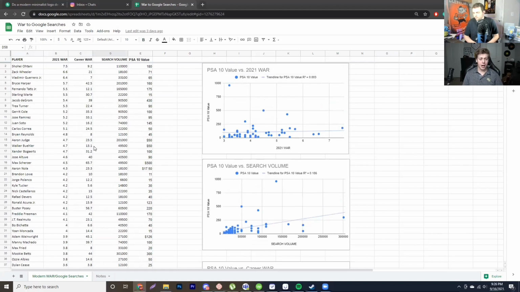3 WAR is usually about all-star level, 3 to 4. It just really depends from year to year. Obviously, this is still the middle of the season, so by the end of the year, these stats are either going to go up a little bit or down, depending on how a player performs. I also grabbed the career WAR of each player. WAR compiles year after year, just like a stat like RBIs or home runs, and on average, a Hall of Famer has 65 WAR. So keep that in the back of your mind when you look at these stats.